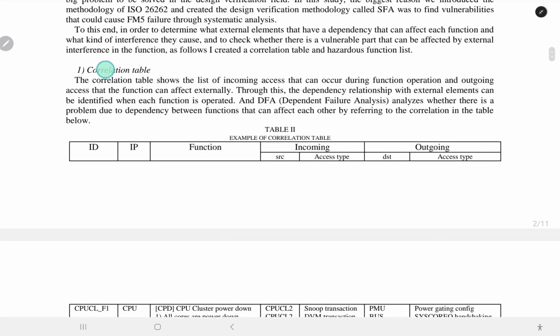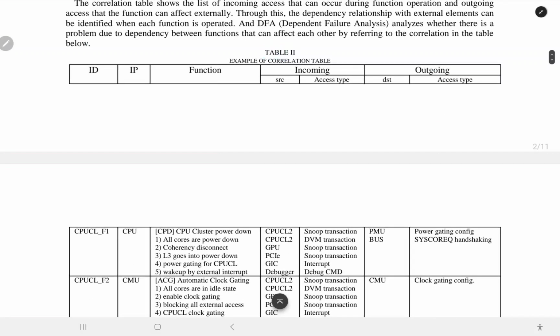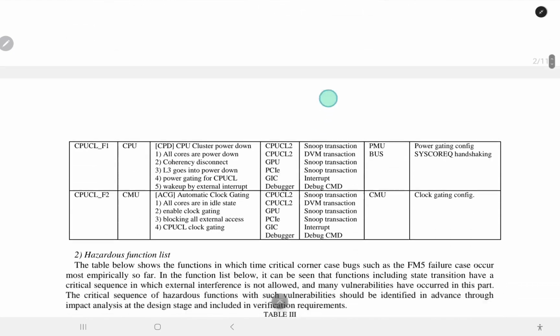So, 1. Correlation table. The correlation table shows a list of incoming access that can occur during function operation and outgoing access that a function can affect externally. Through this, the dependency relationship with the external element can be identified when each function is operated. And a DFA, dependent failure analysis, analyzes whether there is a problem due to the dependency between functions that can affect each other by referring to the correlation in the table below. Table 2. Example of a correlation table.